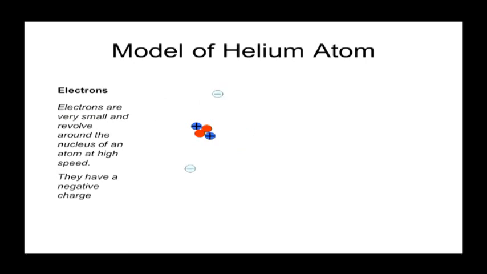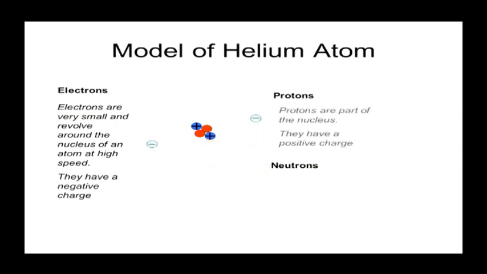And so electrons are very small and revolve around the nucleus of an atom at high speed. They have a negative charge. And you found this in your first week when you had a voltage across two ends of a wire, and what happened was current was pushed through.